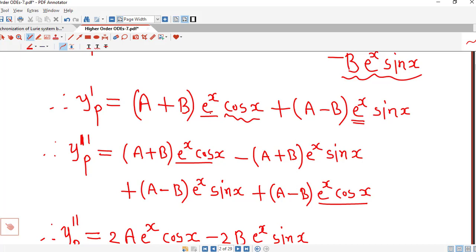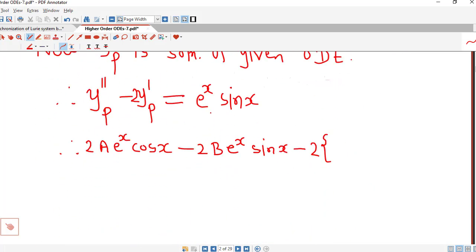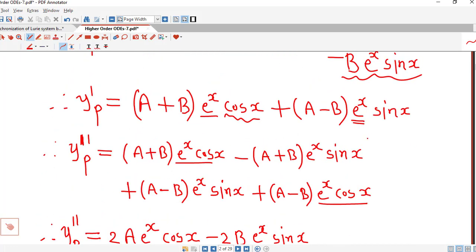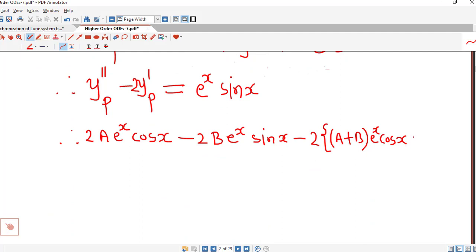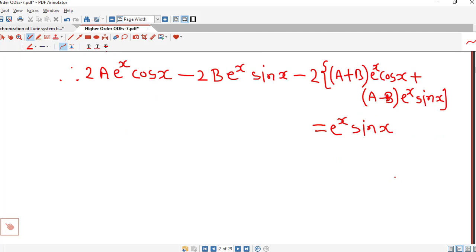Yp dash is a plus b e raised to x into cos x plus a minus b e raised to x into sin x, plus here I can write a minus b e raised to x into sin x equal to e raised to x into sin x. Okay, so first we simplify all these things.